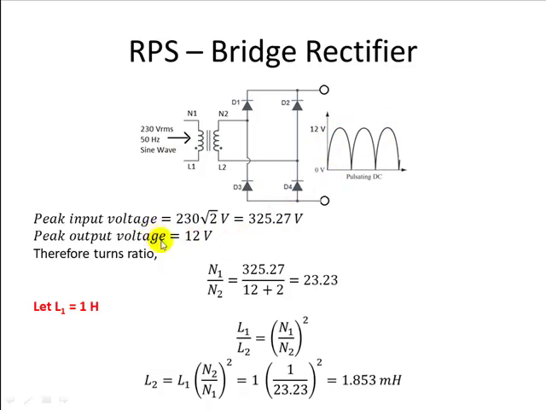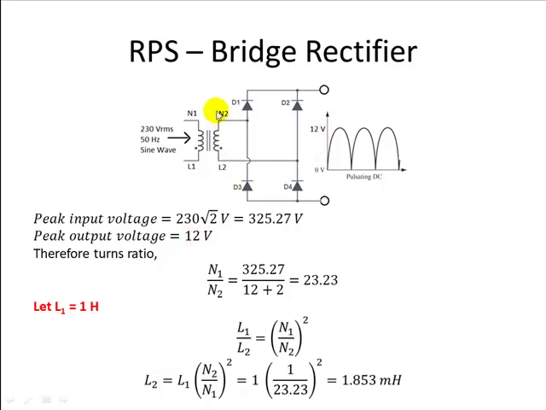So let me calculate the peak input voltage first. Peak input voltage can be calculated as RMS voltage, that is 230 into root 2. So that gives me 325.27 volt as the peak input voltage. 230 is the RMS voltage, 325.27 is the peak input voltage to the bridge rectifier from the line mains. And what is the peak output voltage that I want from the bridge rectifier? That is 12 volt. So I have written here 12 volt.